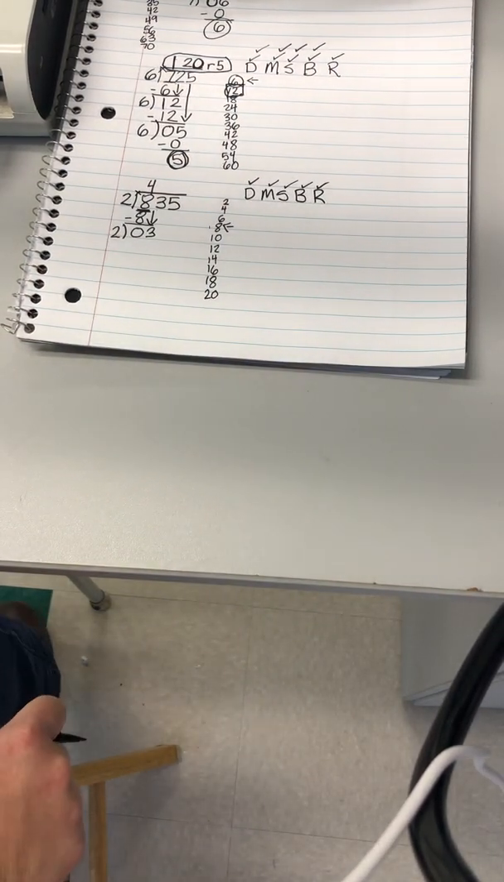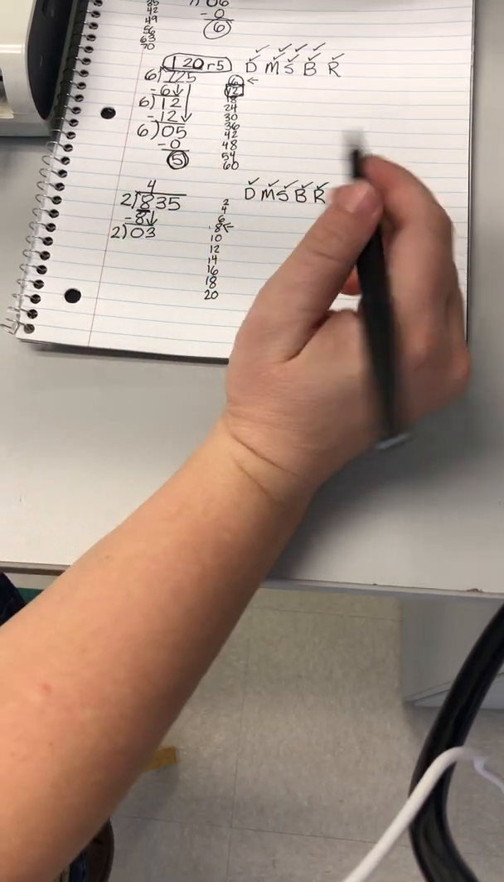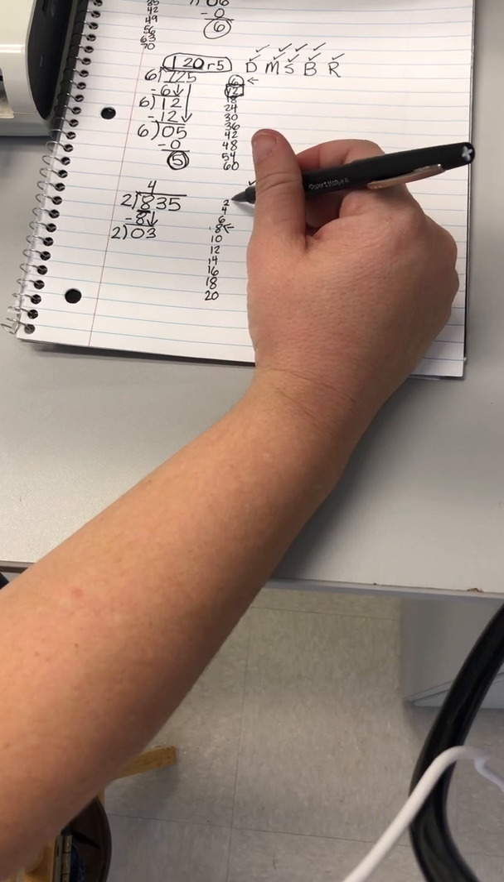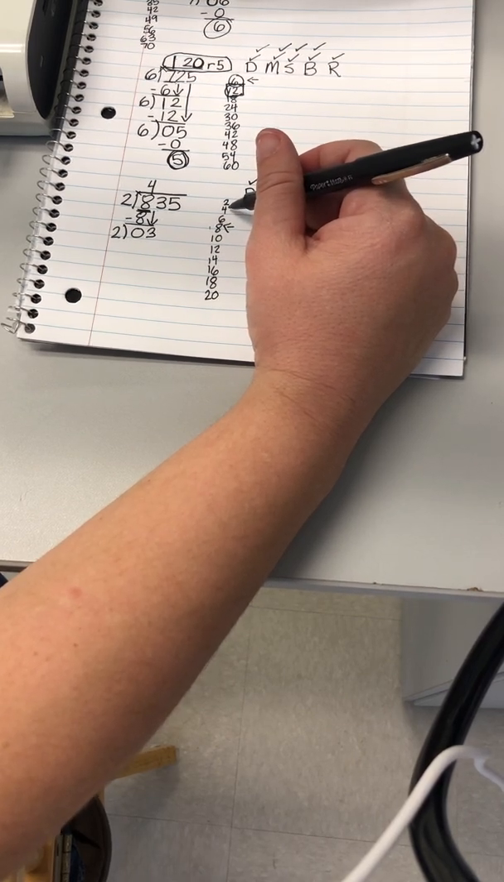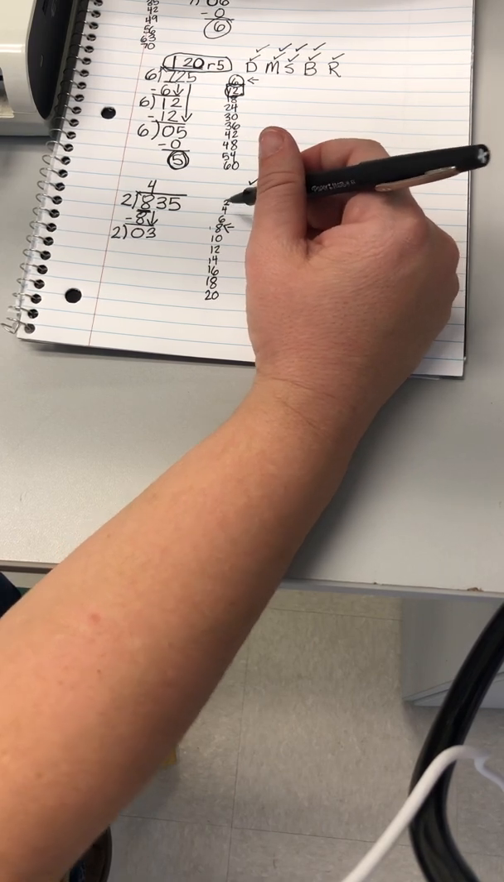So what am I dividing? 3 divided by 2. Let's see. Closest to 3 without going over. Well, 2 times is too much because that would give me 4.